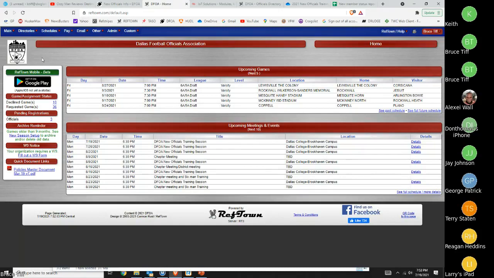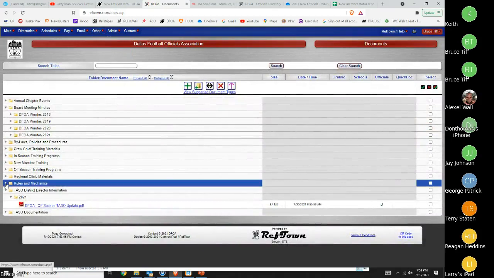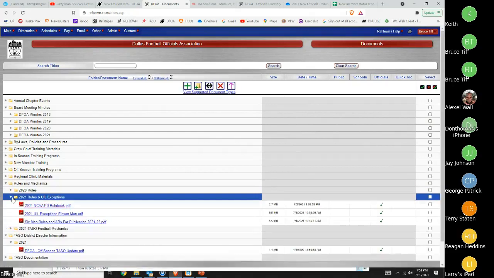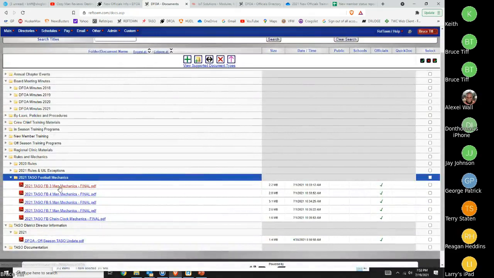Okay, real quickly, in RefTown, I've logged into my account. If you go up here under Other Documents, and then come down and look for Rules and Mechanics, click on that to expand it. You'll see the rules are here, as are all of the mechanics manuals. So this is an easy way to find them, but you can also find them in your TASO account as well. If you have any problems locating them, send me an email.